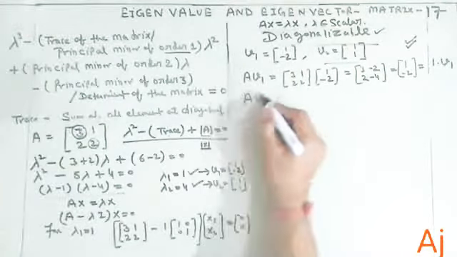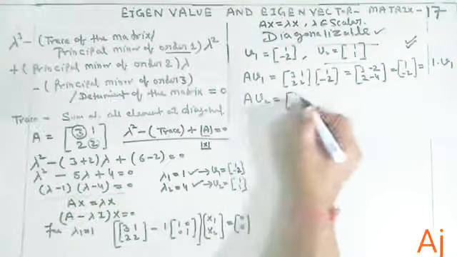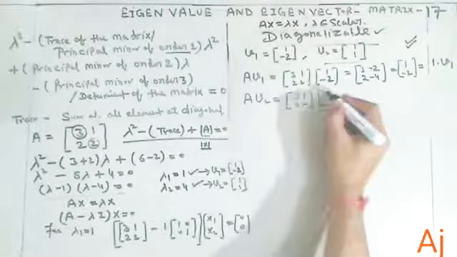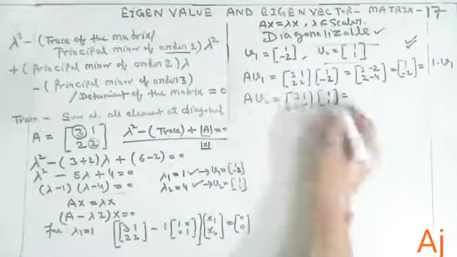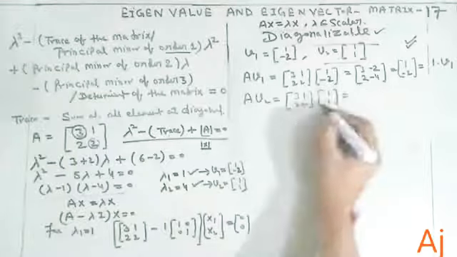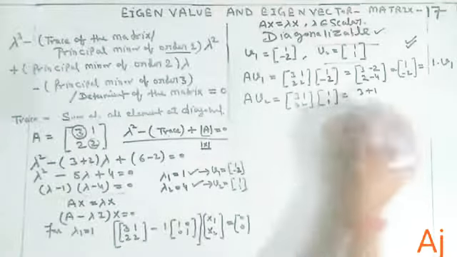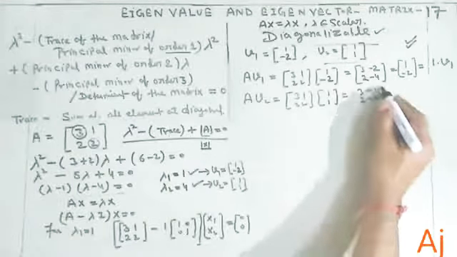Again we are writing A into v2 is equal to 3 1 2 2, and then v2 means 1 and 1. Multiply this and this: 3 times 1 and 1 times 1, 3 plus 1. Multiply this and this, then you will get 2 times 1 and 2 times 1.